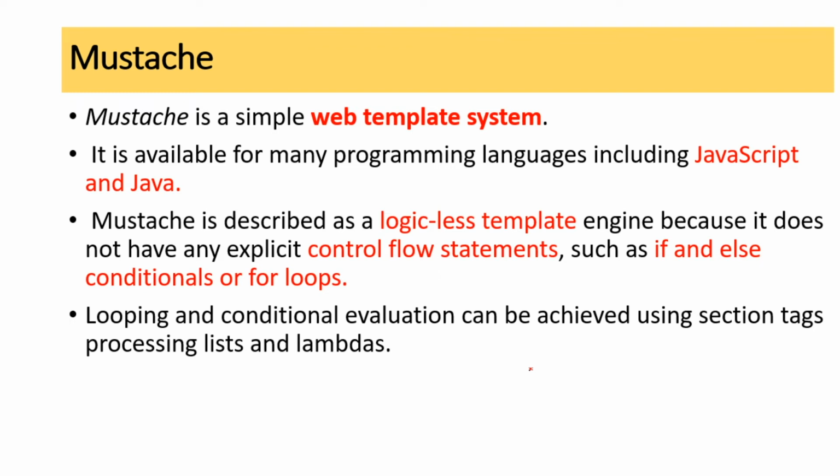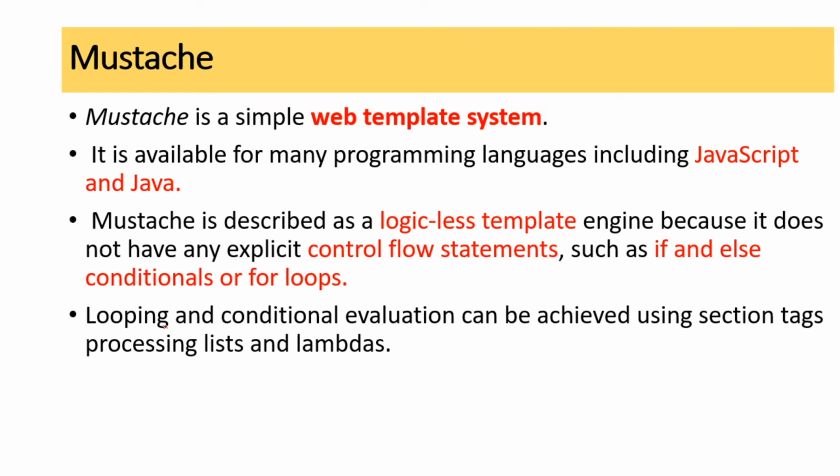So here I would like to bring to your notice, it's all about Mustache. Mustache is a web template system. It is available for many programming languages, including JavaScript and Java. The main feature associated with Mustache is that it has logicless templates. Whenever you would like to incorporate control flow statements like if, else, or any conditional statements or loops, for loops, it doesn't have any logic in the template associated with it. So that's why it got the name logicless template.